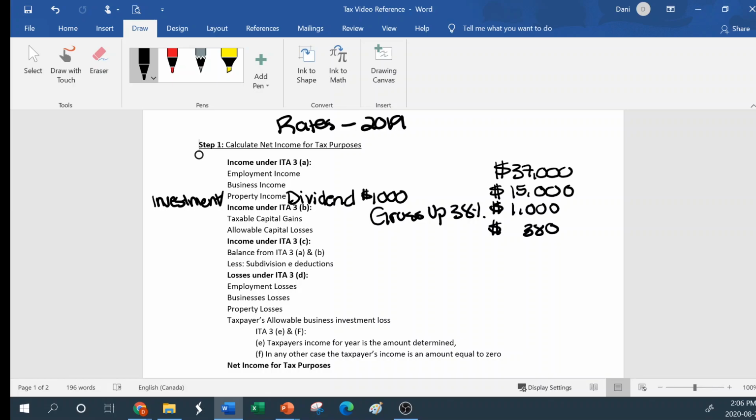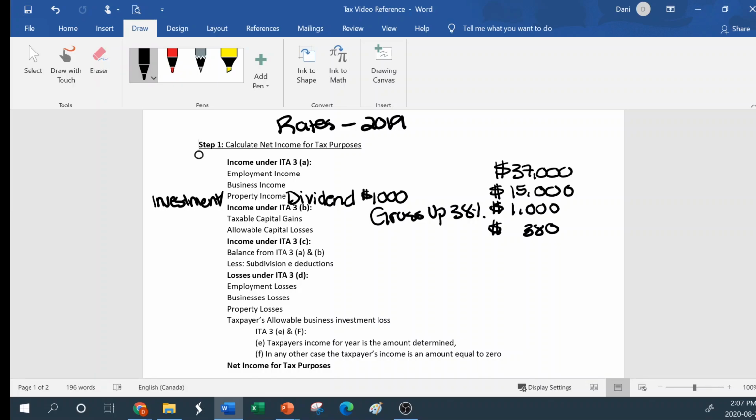The next part I want to talk about is this income under Income Tax Act 3B. This is where we have taxable capital gains and allowable capital losses. Now, this is all from the sale of real property. So any stocks that you own, bonds, any expensive art, anything that you would have that's considered an asset that you may have sold in the year, you might either have a gain or a loss on that sale.